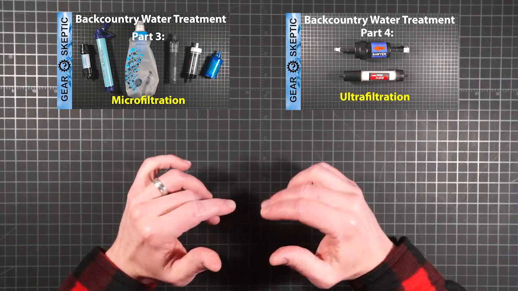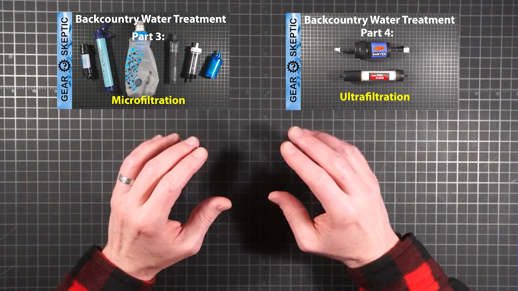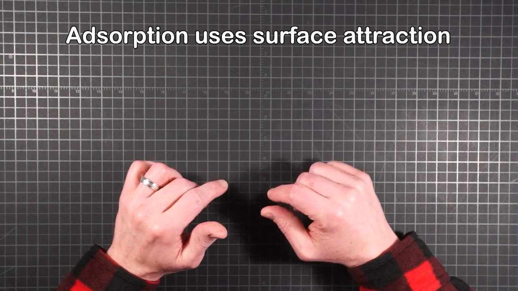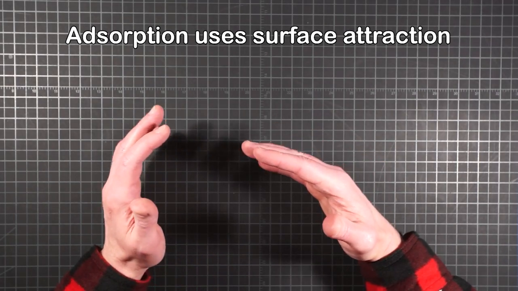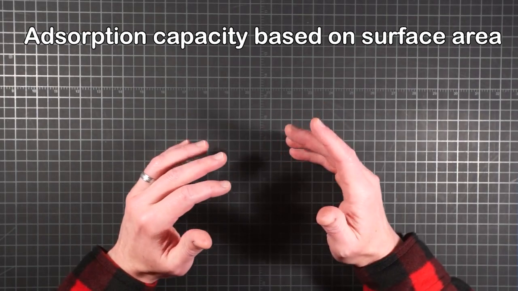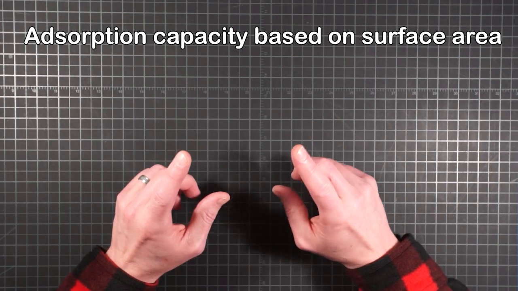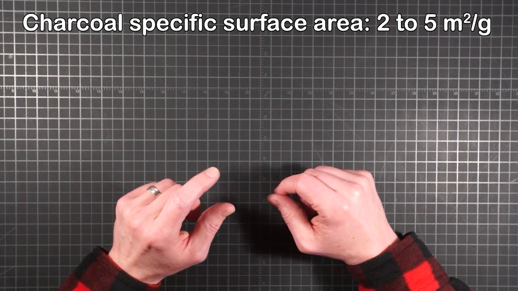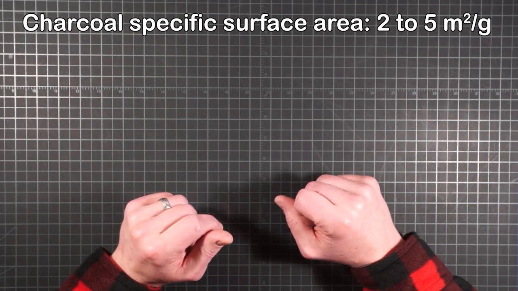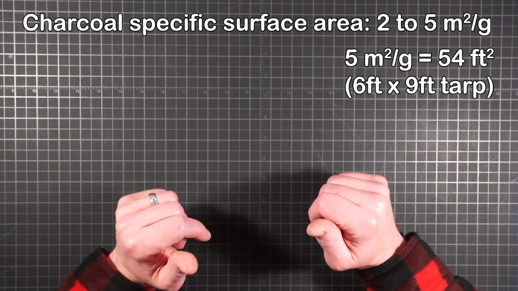Again, see parts 3 and 4 for discussion of your risk of illness from drinking contaminated water even after varying levels of filtration. Now, charcoal filters by adsorption. Its surfaces attract contaminants out of your water and onto any available spot. As such, any given amount of charcoal's capacity to remove and collect undesirable particles is based directly on the amount of its available surfaces. So regular charcoal has a specific surface area in the range of 2 to 5 square meters per gram. 5 square meters is about 54 square feet. That's the size of a 6x9 tarp.